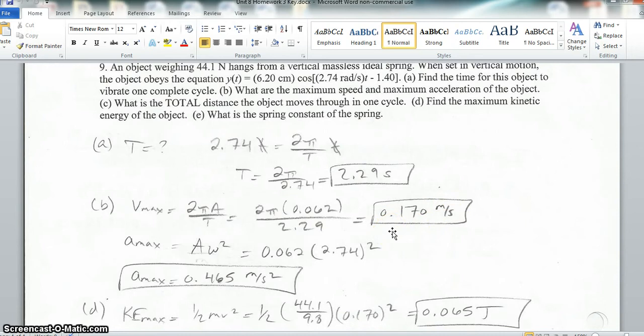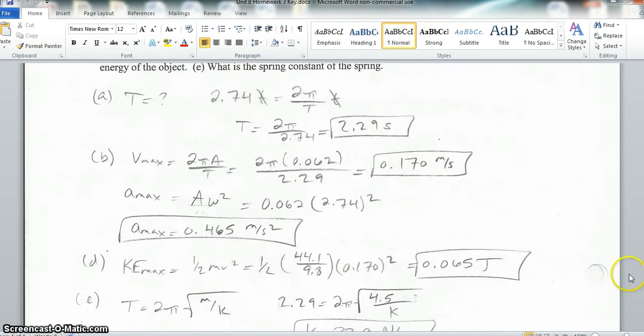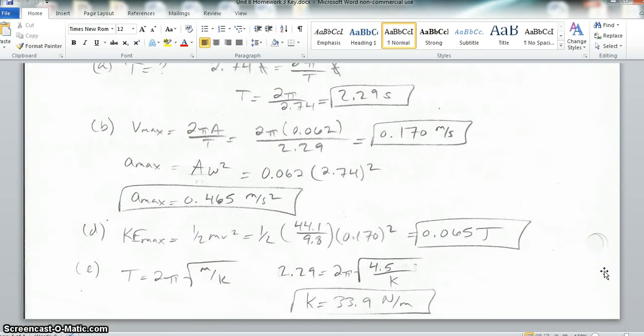Now again, this is certainly not the only way that you can find this maximum velocity. You could also have done the derivative of this function, and it should give you pretty much that same answer. But this is probably the easiest way to do that. Same type of thing is true with the maximum acceleration. You could have actually done the second derivative of the function, but the easier route by far would be if you just realized that the maximum acceleration equals the amplitude times the angular frequency squared, right? The angular velocity or the angular frequency.